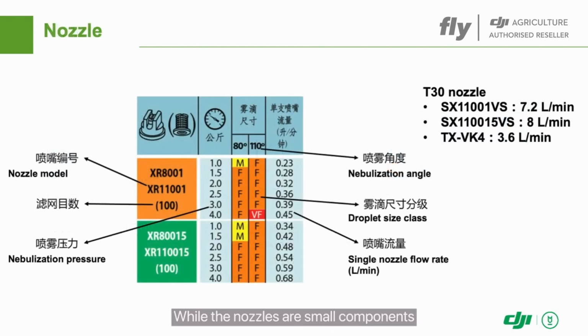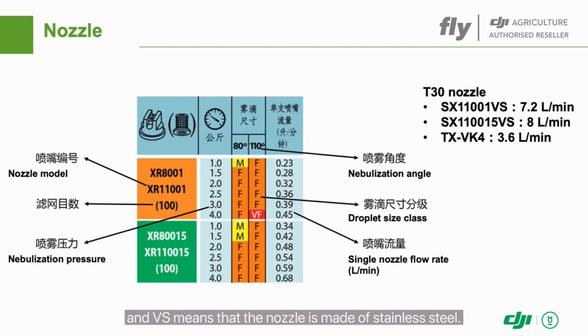While the nozzles are small components, they have a major impact on spraying performance. The T-Series drones use SX110-01VS nozzles by default, where SX means that the nozzle is fan-shaped, 110 means that the fan angle is 110 degrees, 01 is the flow rate and indicates the size of the nozzle, and VS means that the nozzle is made of stainless steel.